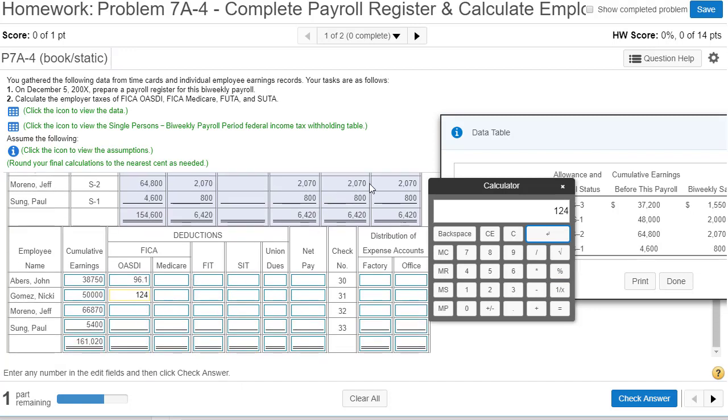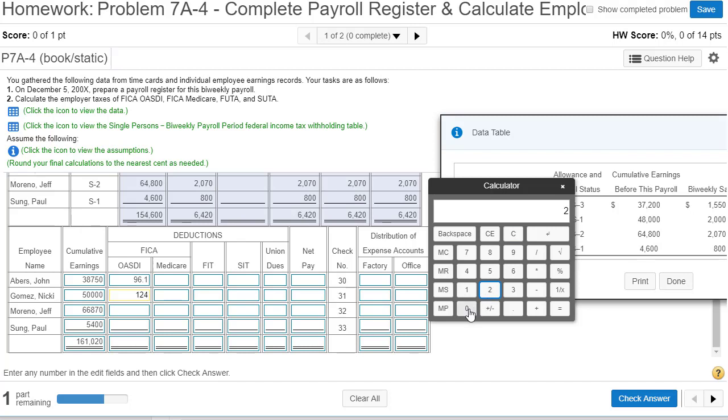Scroll down, we got Jeff. Jeff has taxable OSTI of 2070. Wonder if I cleared it. Times 6.2%. Nope, I didn't clear it. So that's why I'm getting this crazy large number.